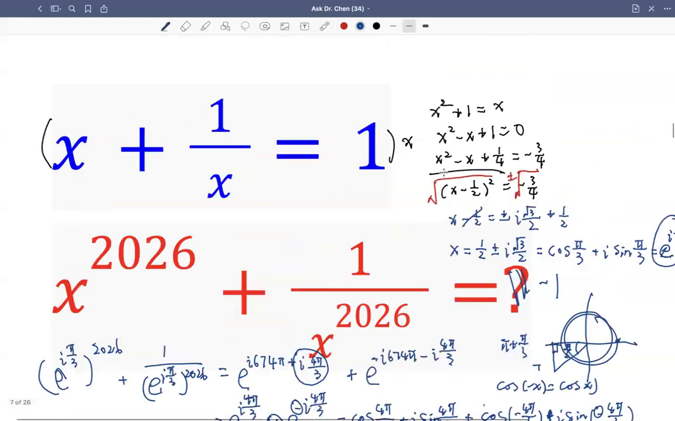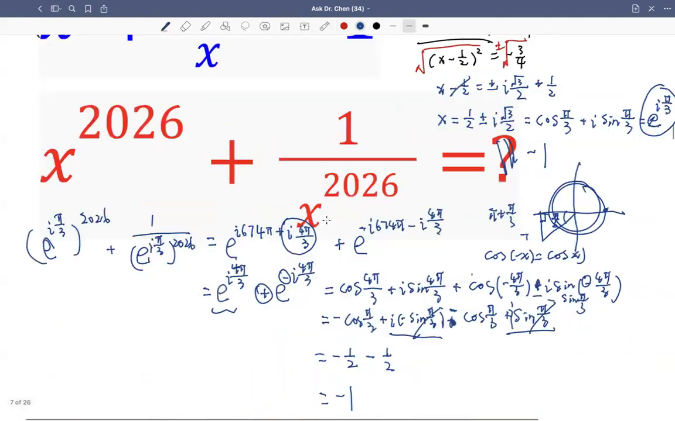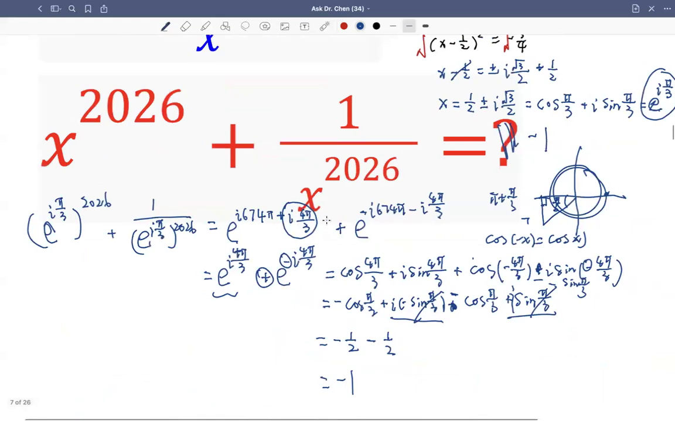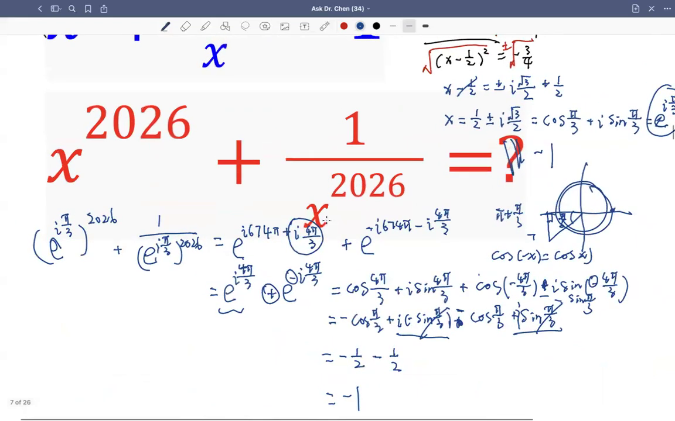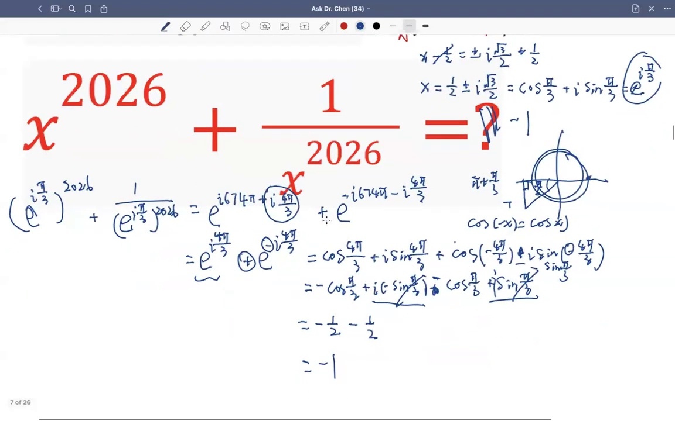Still negative 1. For the other question, x raised by 2048 plus 1 over x raised by 2048, we did the calculation and in the end we still got negative 1. And this one, we still get negative 1. But this one, we won't be able to go through the simple process. We have to use Euler's formula, but the answer we see is still negative 1, right?